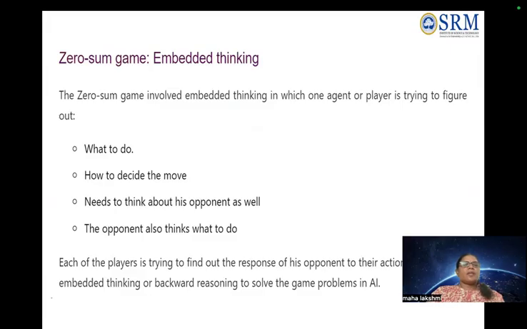A zero-sum game in depth involves embedded thinking in which one agent or player is trying to figure out what to do, how to decide the move, and needs to think about his opponent as well. The opponent also thinks what to do. So each of the players is trying to find out the responses of his opponent and trying to play the game.